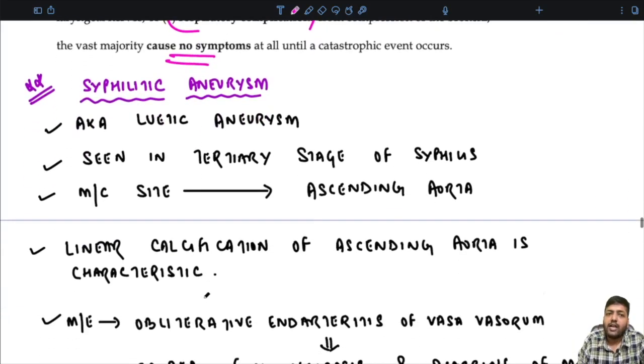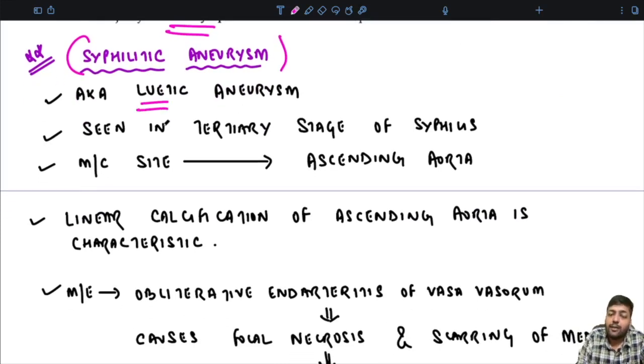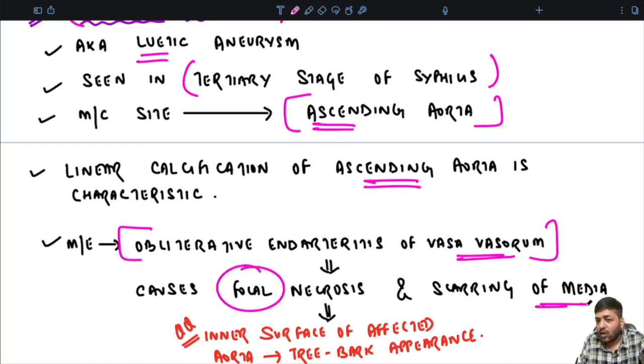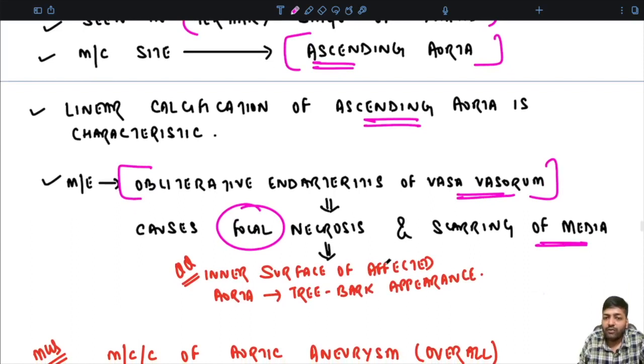I would like to throw some light on syphilitic aneurysm, and there is an important question based on that. This is also known as luetic aneurysm. It is seen in the tertiary stage of syphilis. The most common site is the ascending aorta. Linear calcification of the ascending aorta is a characteristic feature. Microscopic examination will characteristically show obliterative endarteritis of the vasa vasorum. It causes focal necrosis and scarring of the media. The inner surface of the affected aorta shows a characteristic tree bark appearance.